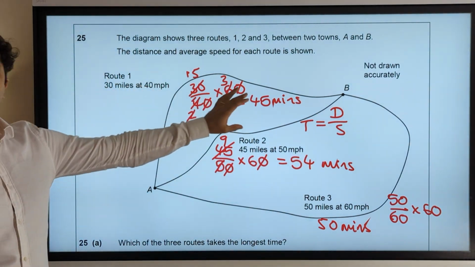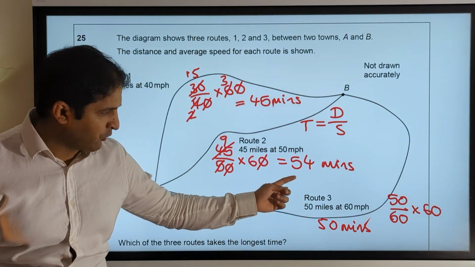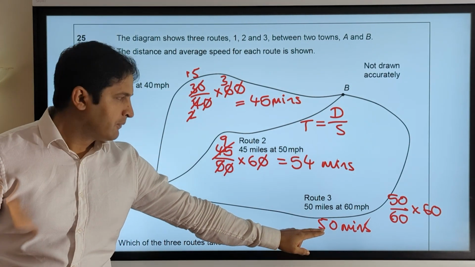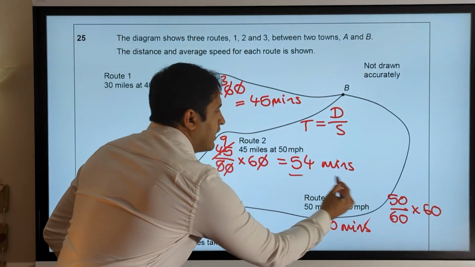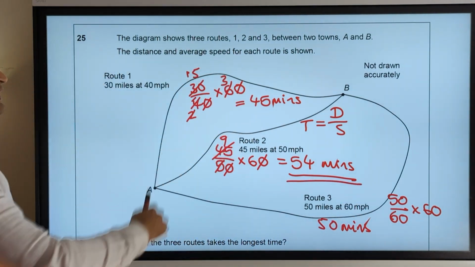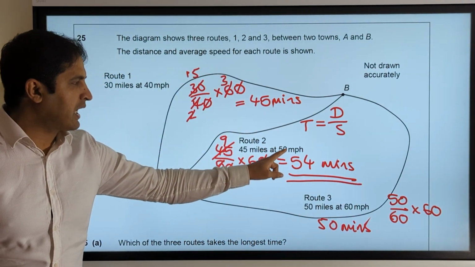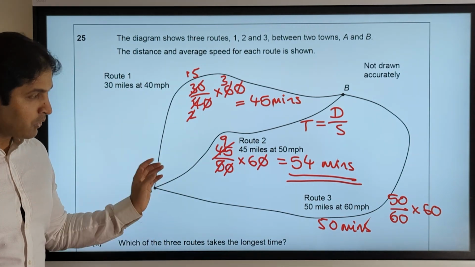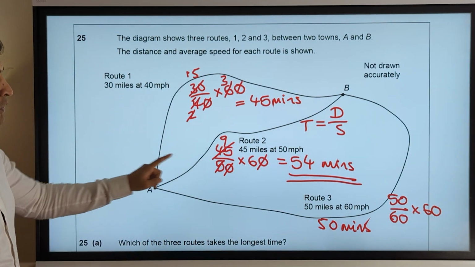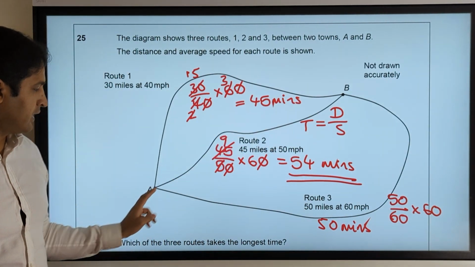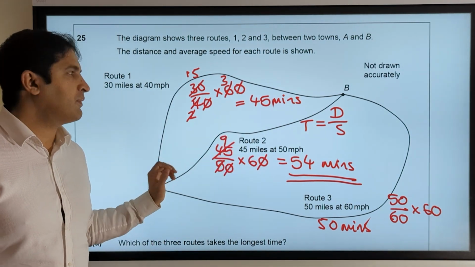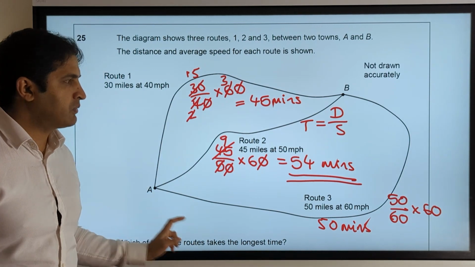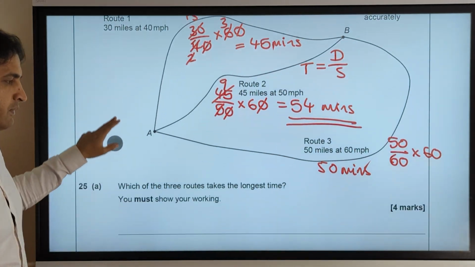So A takes 45 minutes, B takes 54 minutes, and C, route 3, takes 50 minutes. So this one is the longest route basically. If you're traveling at 50 miles per hour over 45 miles distance, then it will take you longer. The longest one is to take route 2. The majority picking at random wouldn't have picked that one. They would have picked this one, that would take longer. Okay.